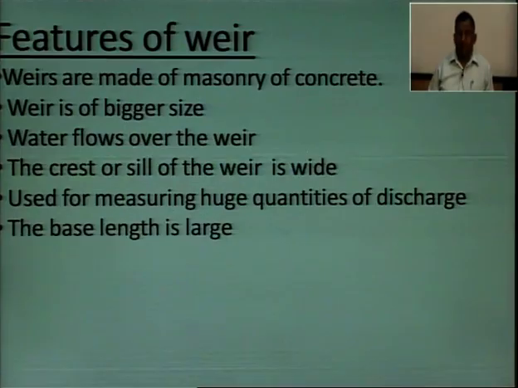Weirs are made of masonry or concrete. A weir is of a bigger size. Water flows over the weir, whereas it flows through the notches. The crest or sill of the weir is wide, and it is used for measuring a huge quantity of discharge. The base length is large.